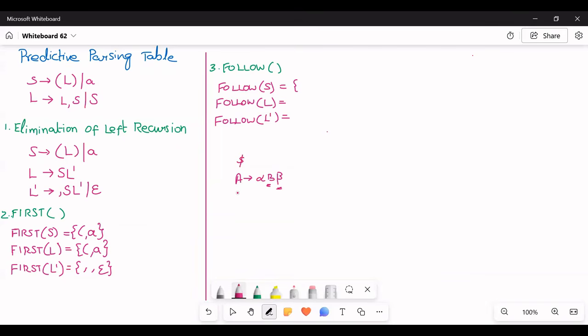Then the third rule is, suppose we have a production A tends to alpha B. Alpha also represents any string. It may contain a mix of terminals and non-terminals. So here also, if you want to find follow of B, here B is followed by nothing, right? So follow of B.